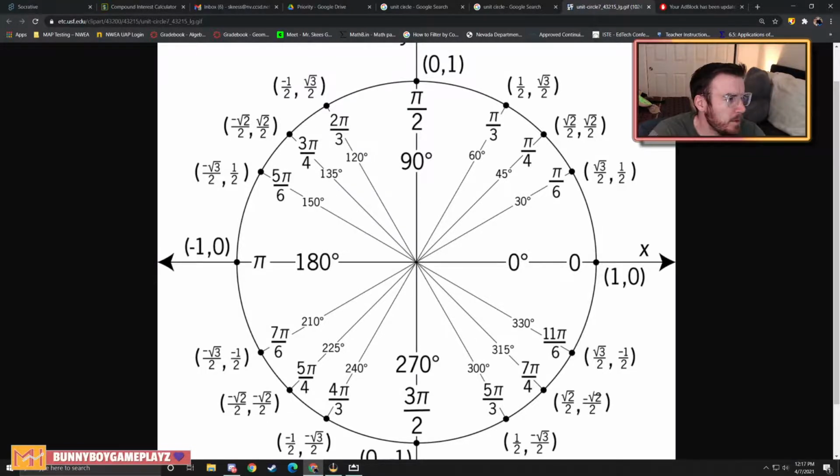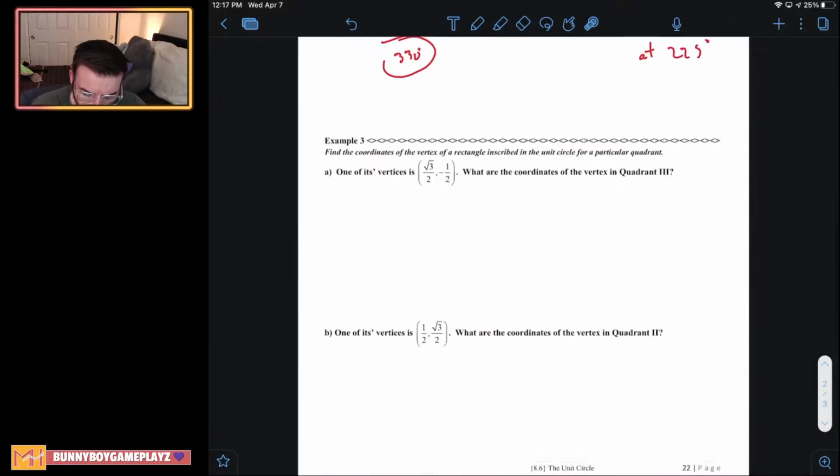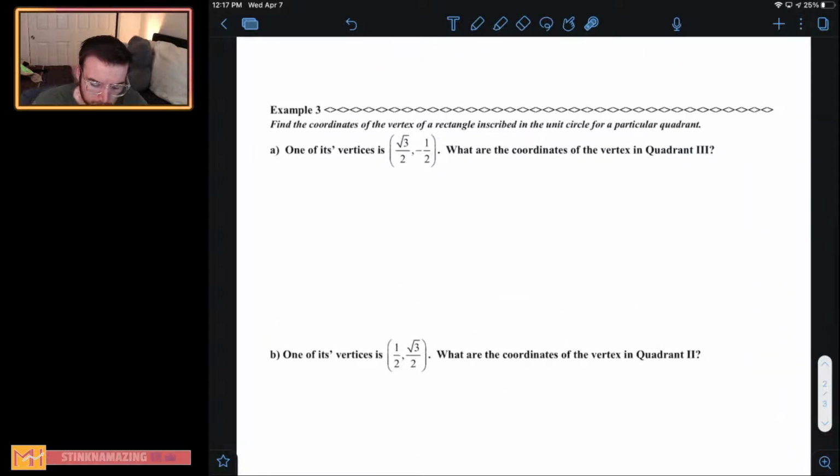Okay, so let's try to keep this under 20 minutes. One of the vertices is at root 3 over 2 comma negative a half. What are the coordinates of the vertex in quadrant 3?